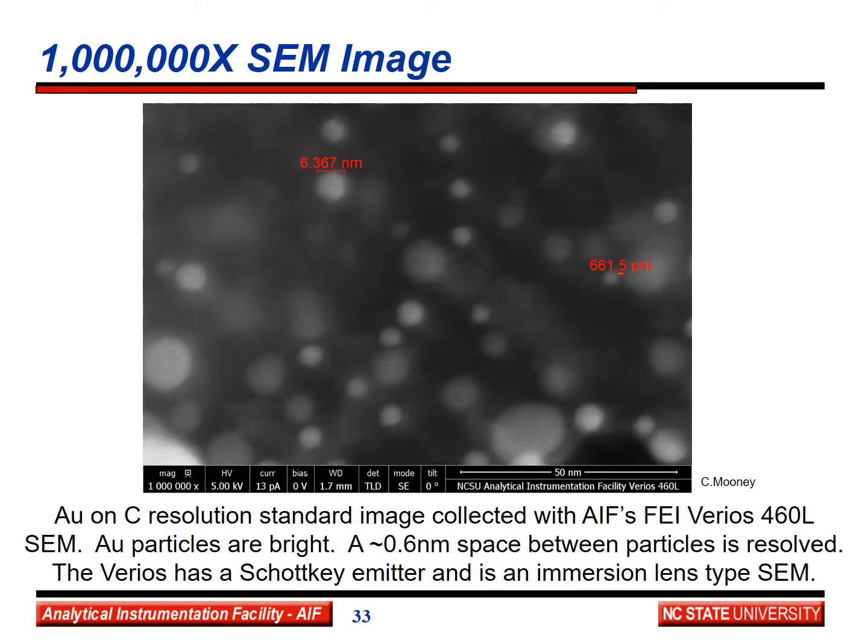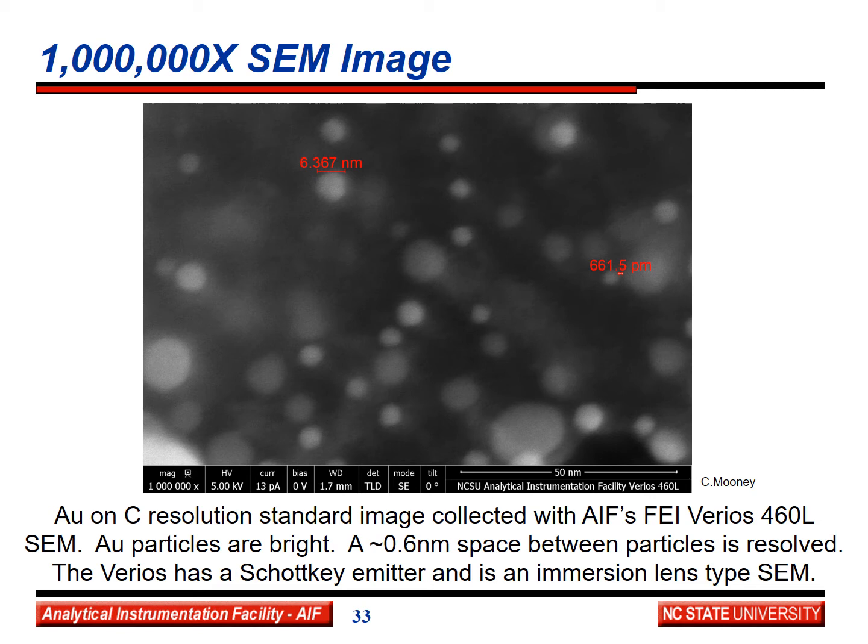Here is a 1,000,000x SEM image that was taken of a gold on carbon standard, and it was collected with the AIF's Verios 460L SEM. The gold particles are bright, the carbon background is dark. You will notice if we look over here that we can see two gold particles that have a 0.6 nanometer spacing between them. Over here there's a giant rock of gold that's all of 6.4 nanometers across.